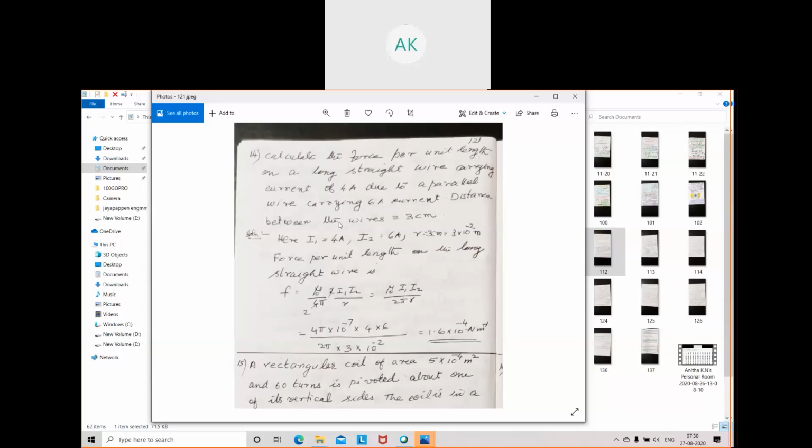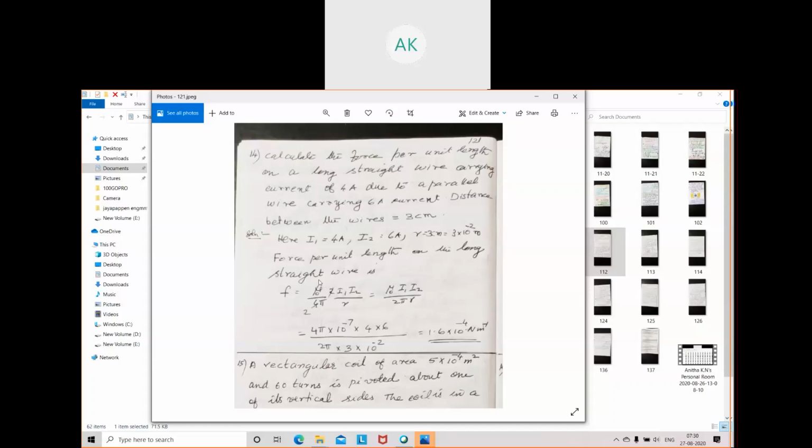The distance between the wires is 3 cm, which is a direct question. It's also a broad question. Sometimes some direct questions are also asked. Okay. So I1 is given, current flowing through one conductor 4 ampere, current flowing through the other conductor 6 ampere, and separation between them 3 centimeter, change into meter. Don't forget, 3 centimeter, change into meter.